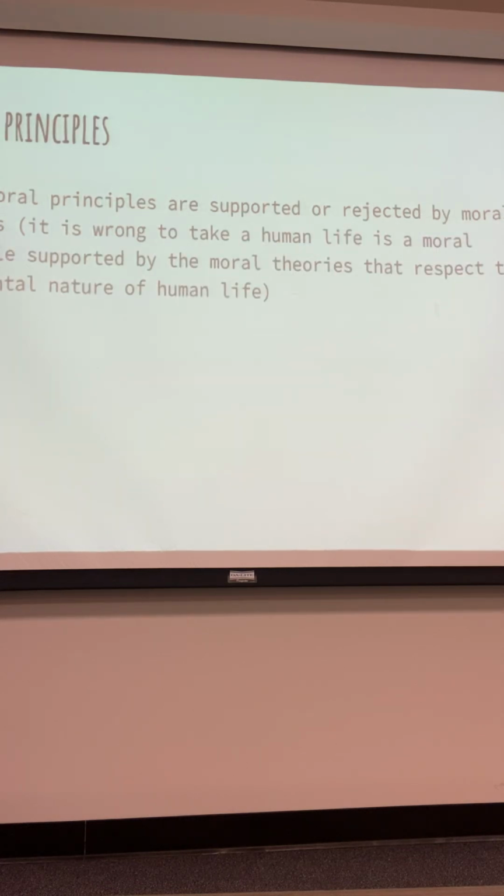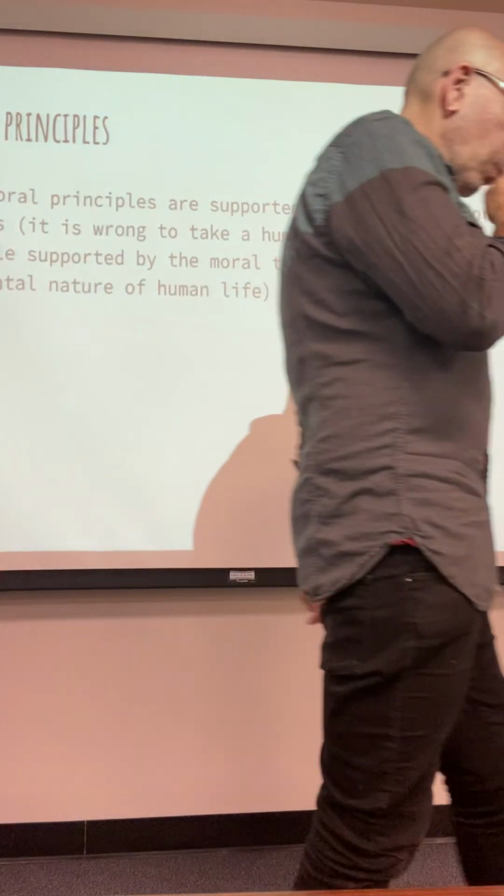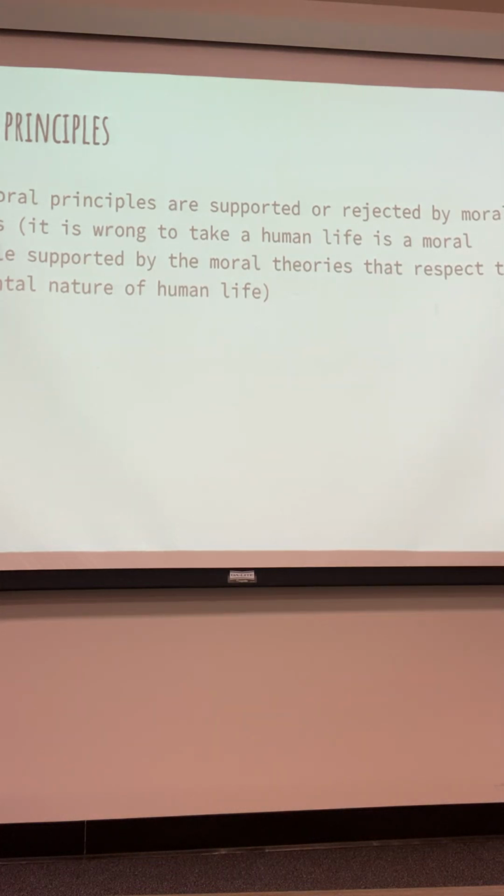Also, moral principles are supported or rejected by moral theories. It is wrong to take a human life, which is a moral principle supported by moral theories that respect the fundamental nature of human life. So a moral principle is one that is derived from a moral or ethical theory. So it is wrong to take a human life. That's a moral principle. And the reason why we take that premise to be true is because it's supported by a moral theory that respects the fundamental nature of human life.